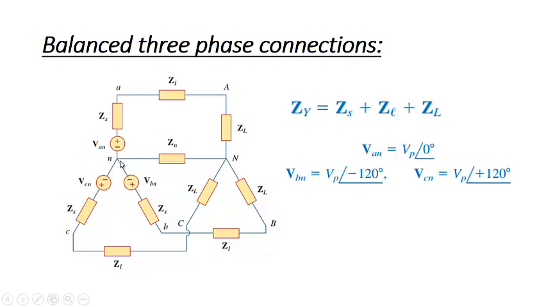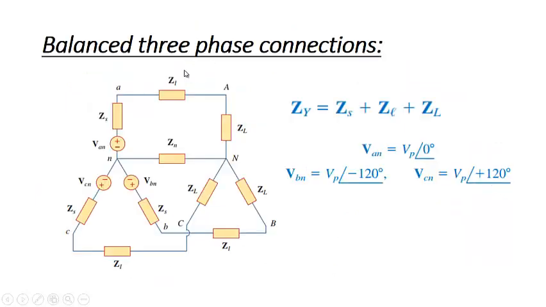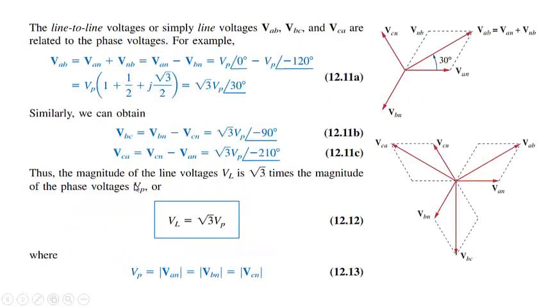This is point N, and this is point B. So VAB will be equal to VAN plus VNB, or it can be written as VAN minus VBN, because we are taking it from this point to this point. We are taking it the other way around, so it will be VBN. So VAB will be equal to VP minus VP at an angle of minus 120 degrees.